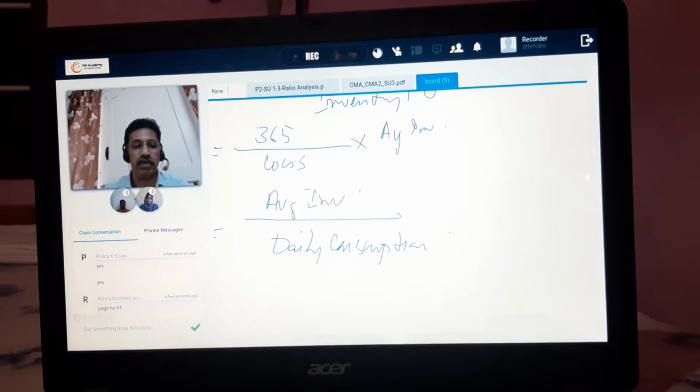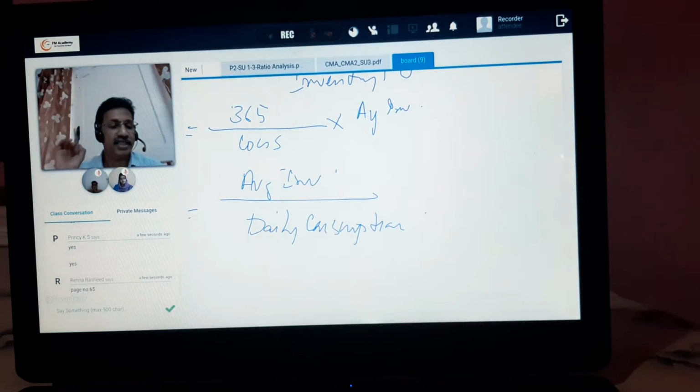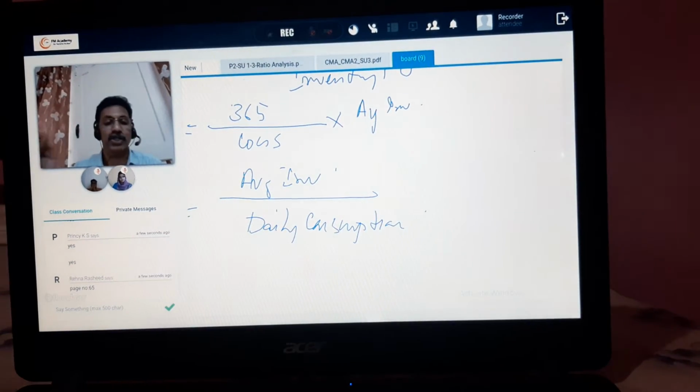But the only thing you should remember, when it comes to inventory ratios, the inventory holding period ratio and inventory turnover ratio, is that if you have the cost of goods sold, you should take that. And it is not credit sales, it is the total sales. So those things you should really remember.